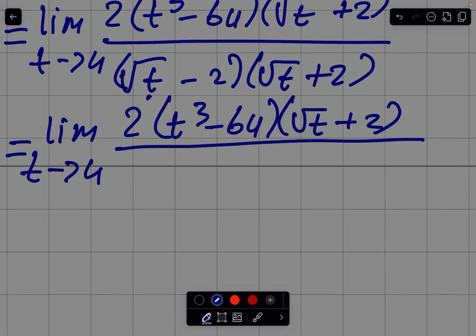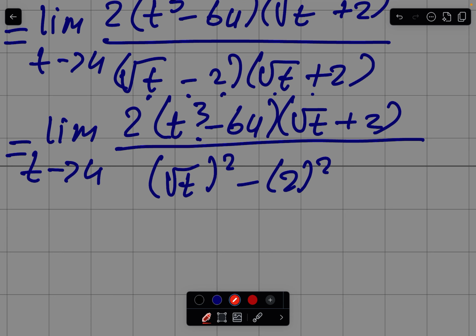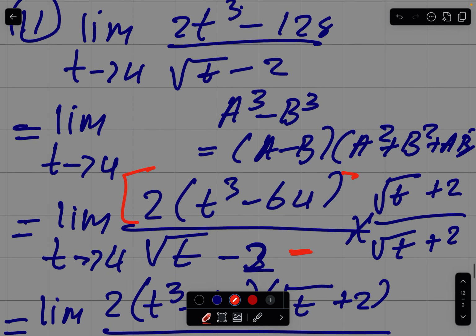I see the difference between two squares. I see (a minus b)(a plus b), meaning I'm having a squared minus b squared. What is my a? My a is the square root of t, squared. What is my b? My b is 2 squared. Then here, you won't run away. I already saw that one. Here, you are going to apply this formula.